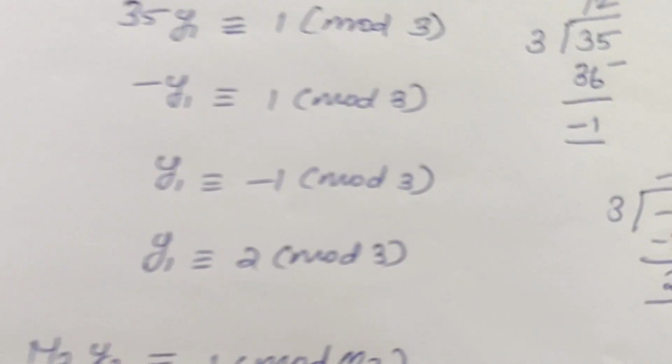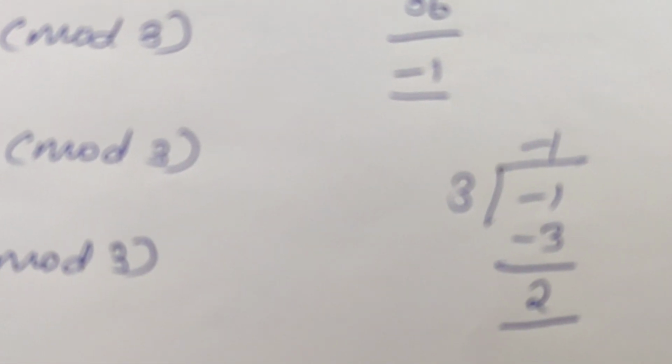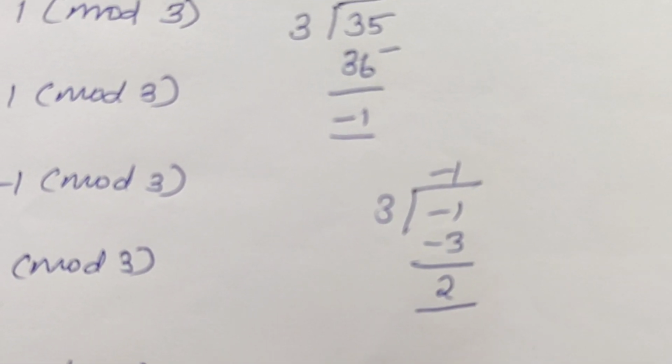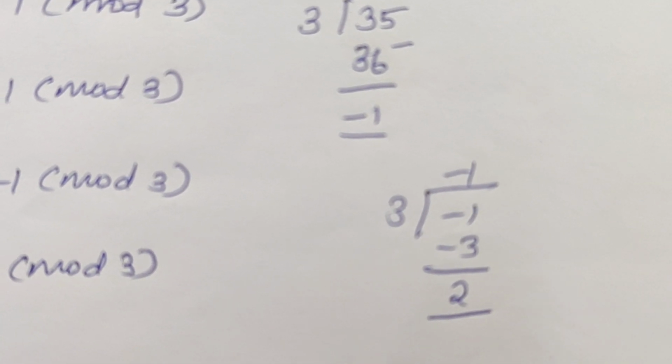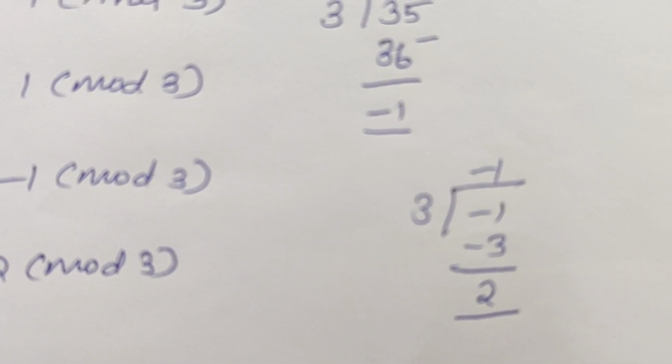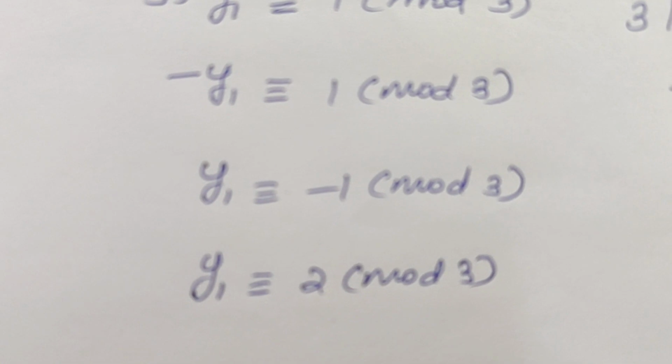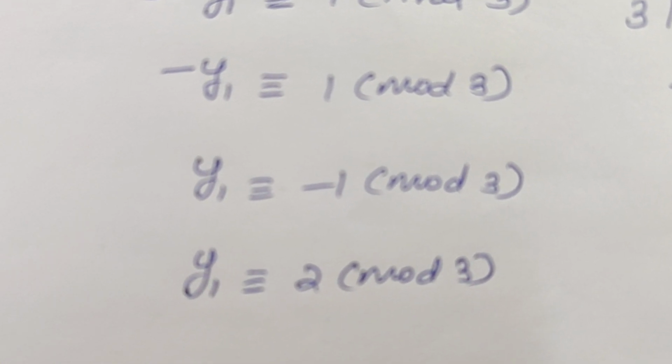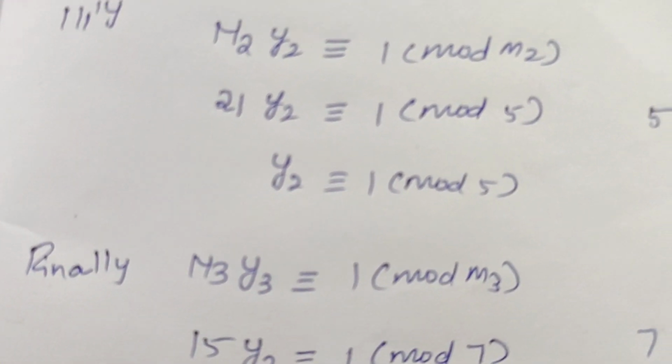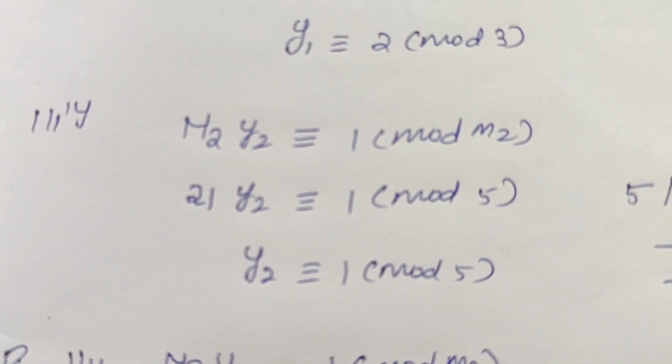So I use the division algorithm. For that I divide minus 1 by 3. So I will get the remainder equal to 2. Therefore y1 value is congruent to 2 mod 3. Similarly, I find out the value of y2.